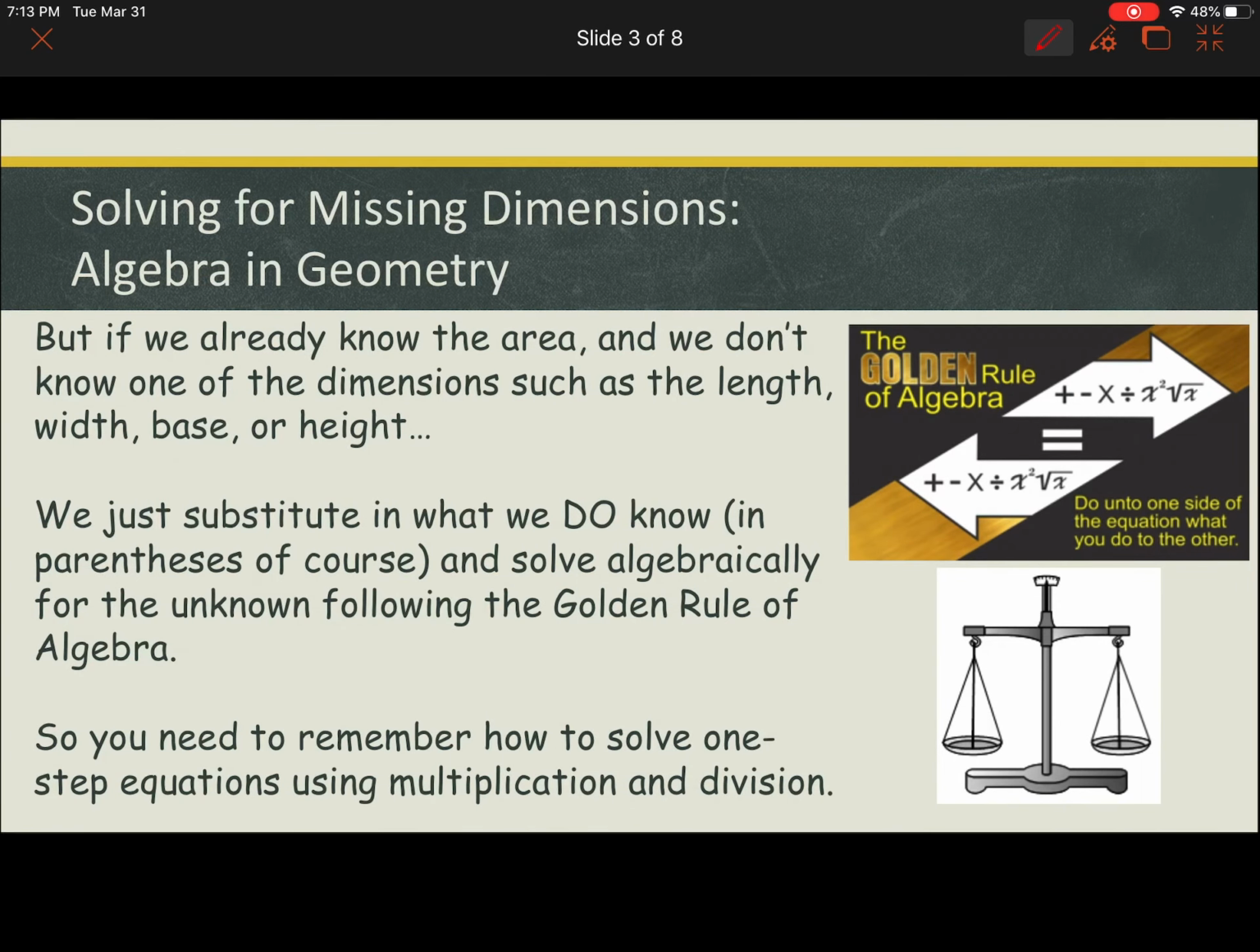So to solve for missing dimensions, we're essentially using algebra in geometry. So if we already know the area and we don't know one of the dimensions, such as length, width, base, or height, we just substitute in what we do know, in parentheses of course, and solve algebraically for the unknown, following the golden rule of algebra. We need to make sure we're still maintaining balance. So if you remember how to solve one-step equations using multiplication and division.